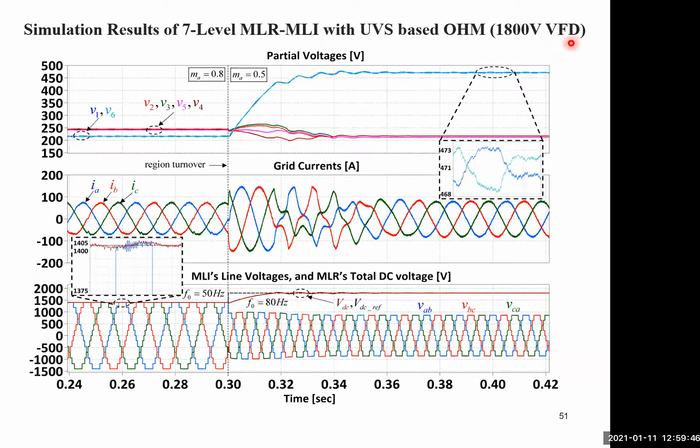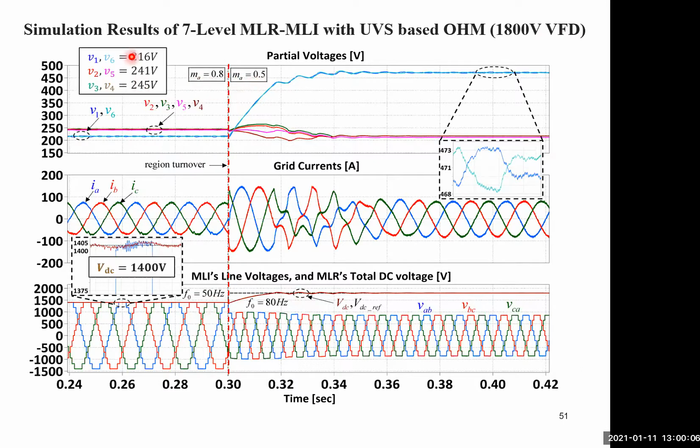This is the VFD, variable frequency drive, emulation, 1200 volts. At time t equals 0.3, we have a change. The output frequency of the inverter changed from 50 hertz to 80 hertz, while the modulation depth changed from 0.8 to 0.5. These are the values set for the optimum THD in this region for the partial voltages, and this is the total DC, which is set to 1200 volts, and then we change everything. You see 200 becomes 271. Again, these are calculated to obtain minimum THD. Now the total DC bus is kept at 1200 volts.